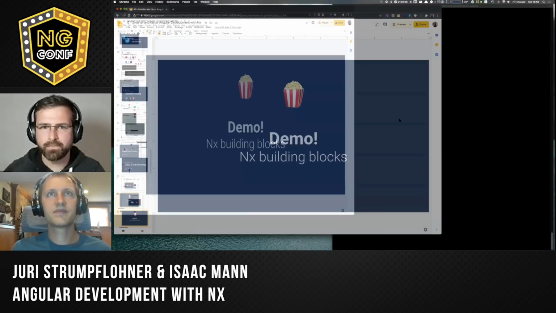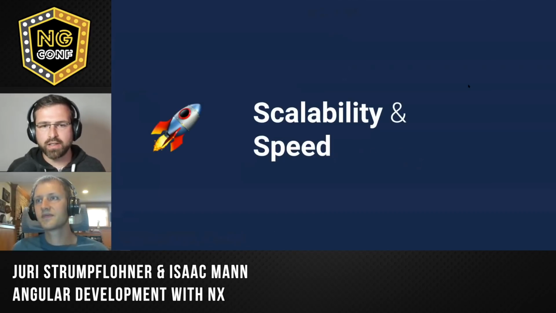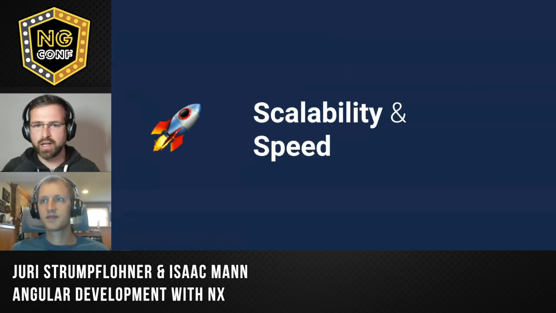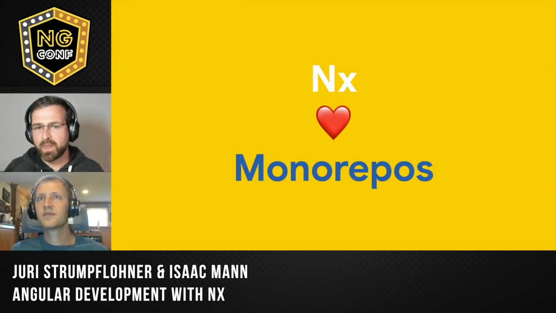Very cool. So let's jump back into the slides part. As Isaac said, we want to take a look at the last piece here, which is to talk about scalability and speed. And as I mentioned initially, NX has been designed from the ground up to work very well in monorepos. And monorepos are where you really have a lot of applications in there, and especially for large organizations, there might be hundreds of them, as well as hundreds of libraries.